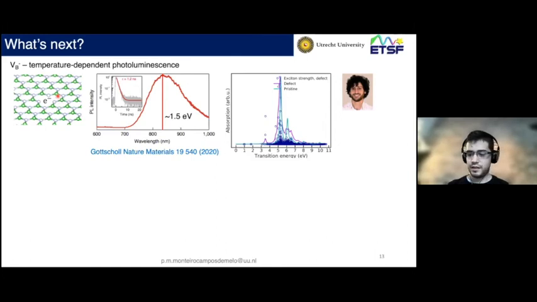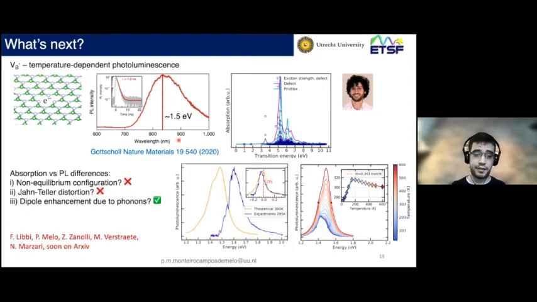And so this is going to be soon published on arXiv. We had to figure out why this difference was going on and what mechanism could drive the rise of this new peak. So we had a set of hypotheses. Would it be thanks to the non-equilibrium configurations, since with PL you create excited electrons and holes, which is going to change the screening, it's going to change the energy of the bands?